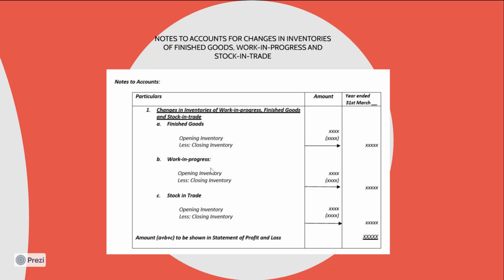We'll do the same thing for B, work in progress, opening inventory minus closing inventory, and also C, stock in trade, opening inventory minus closing inventory. We will take it to the outer column. And the total amount of A plus B plus C will be shown in statement of profit and loss under the head changes in inventories.